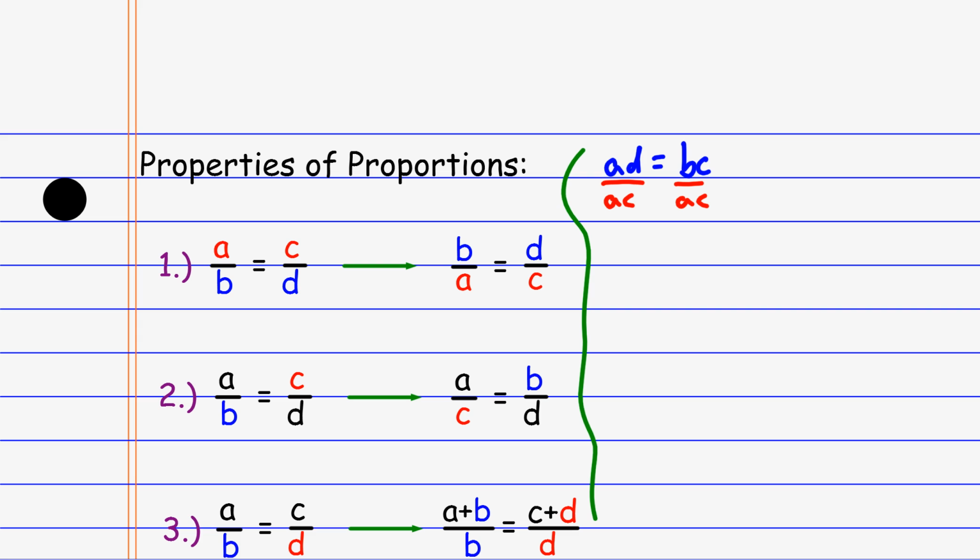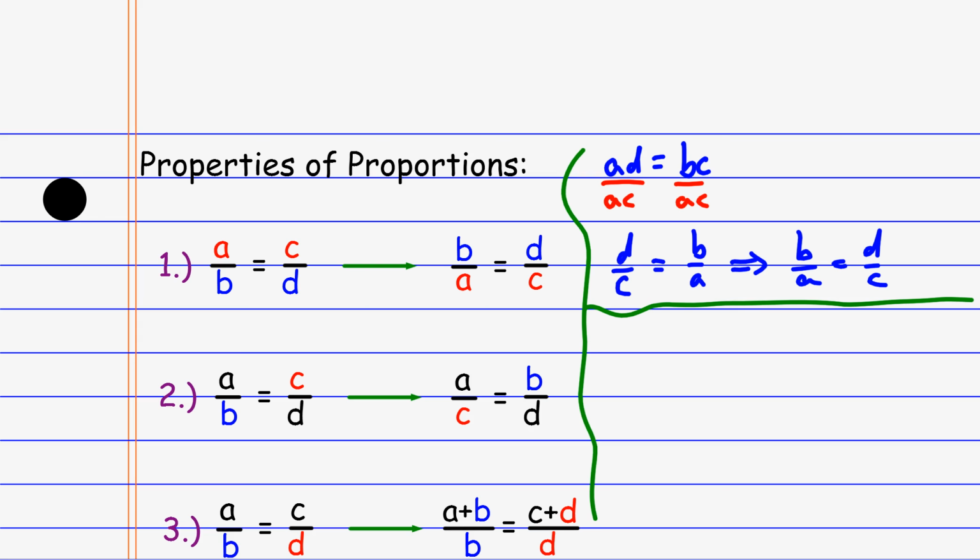you see over on the first side, the A's are going to cancel, and I'm left with D over C. And on the second side, the C's are going to cancel. I'm left with B over A. And of course, I can switch the order of that and say, okay, B over A then equals D over C. That's where this comes from, all right? So be aware that we're allowed to do this. That's why we're allowed to do it, okay?